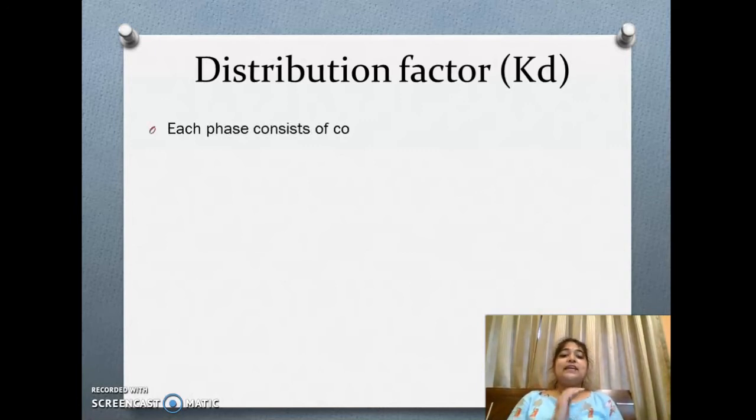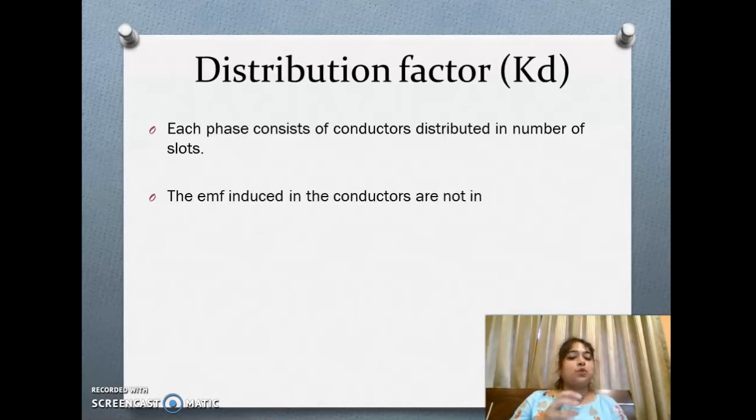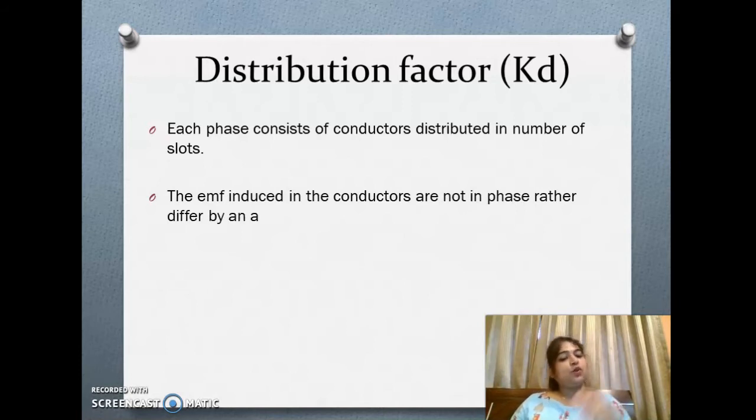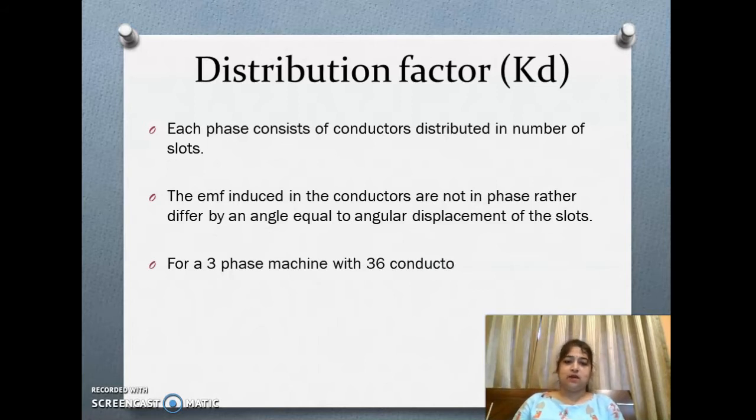Now each phase consists of conductors which are distributed in some slots. Now what is the number of slots? In how many slots will it be distributed? That we will see. The EMFs induced in those conductors are not in phase. They are always displaced by some angle, which means the slot angle. And what is slot angle? Slot angle is nothing but beta. So it will be displaced by beta.